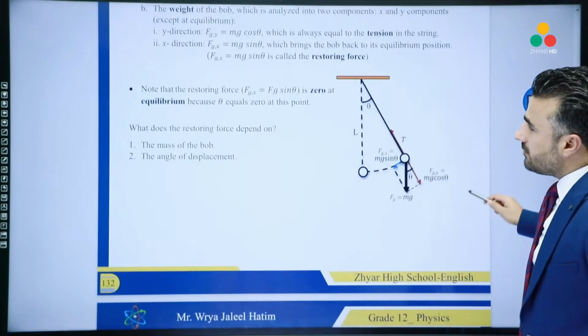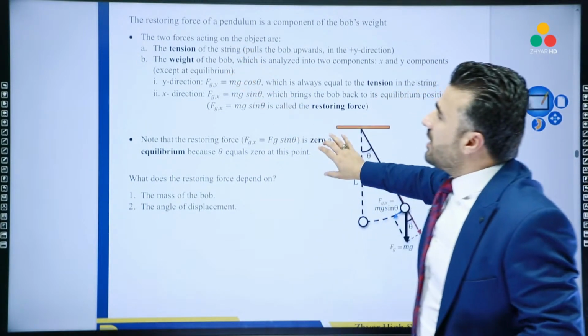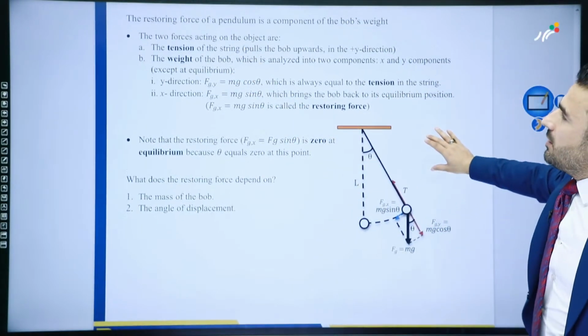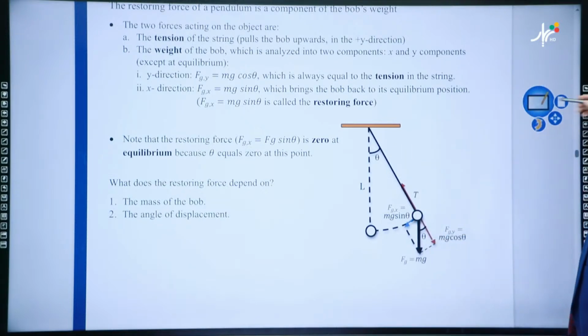Okay, so take a look here. The two forces acting on the object are the tension of the string, which pulls the bob upward, you can see. If that is, let's use blue.